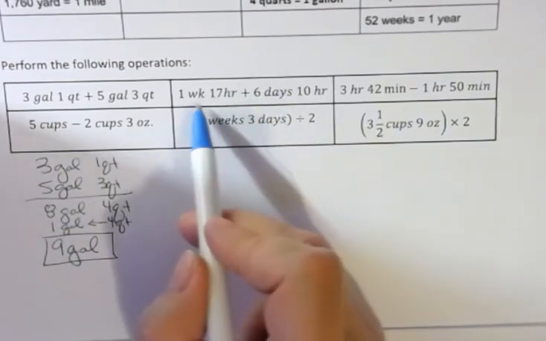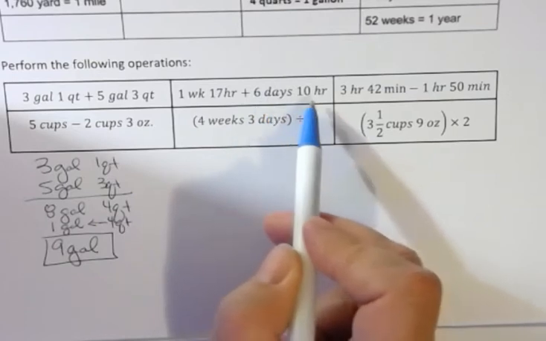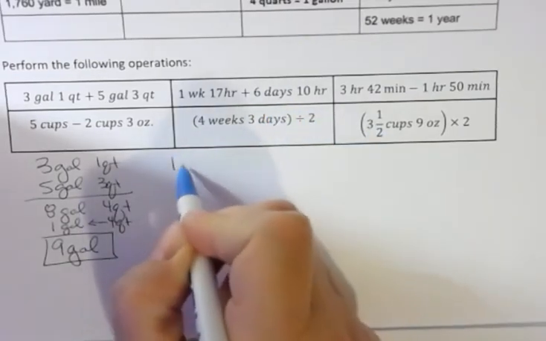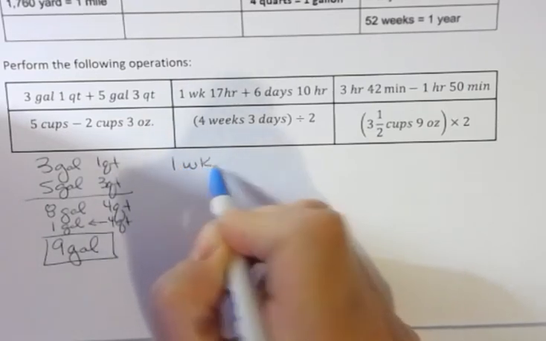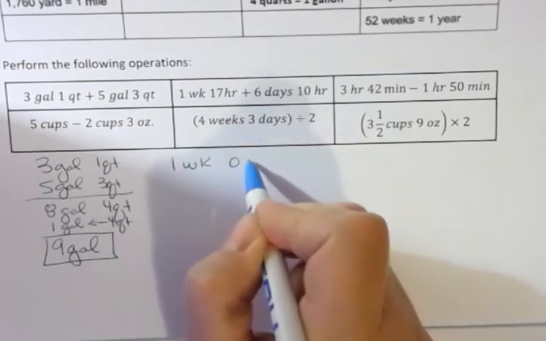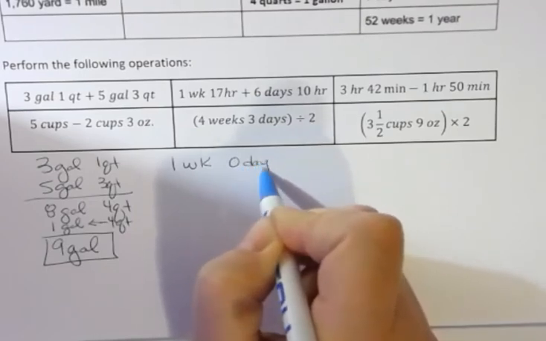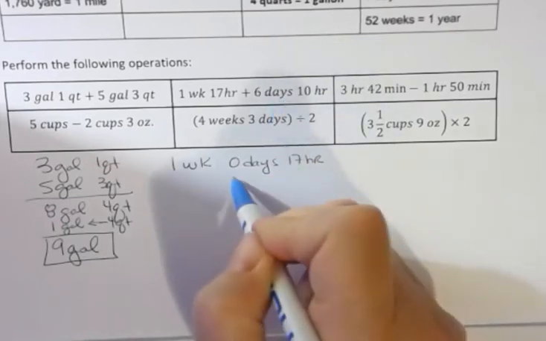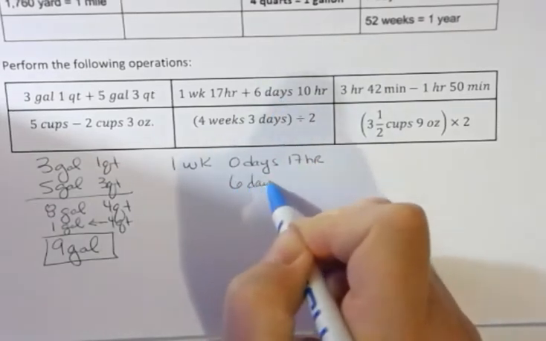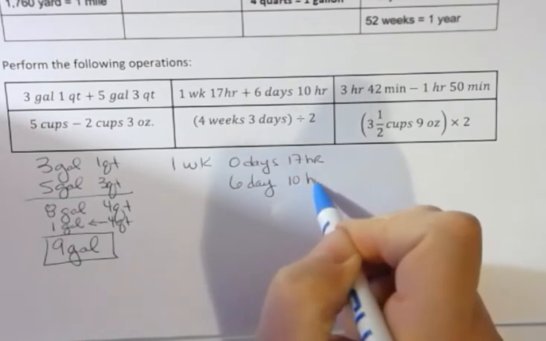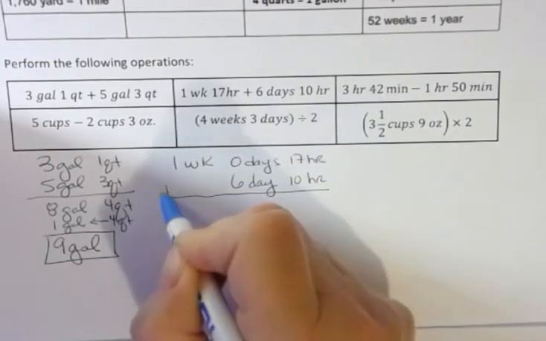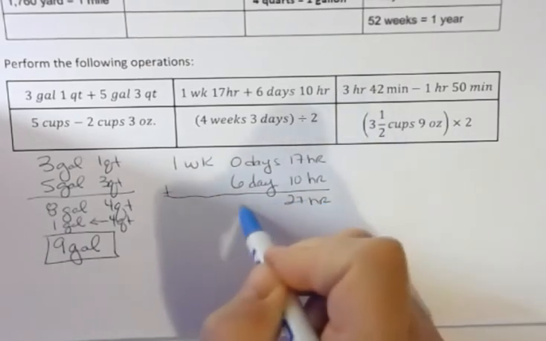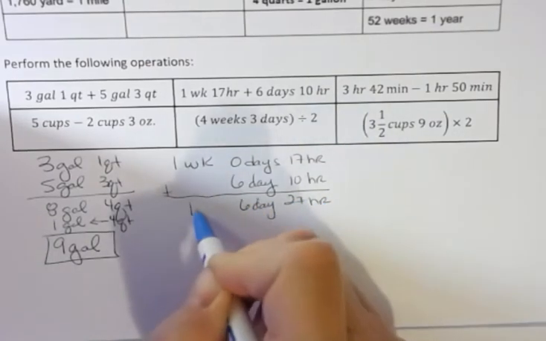All right, what about 1 week, 17 hours, 6 days, and 10 hours? I want to add all that together, so I want to make sure I line it up. I'm going to start with 1 week, and then write down 0 days, and then 17 hours. And then I'm going to write 6 days and 10 hours, lining those units up. Now when I add that together, I get 27 hours, 6 days, and 1 week.